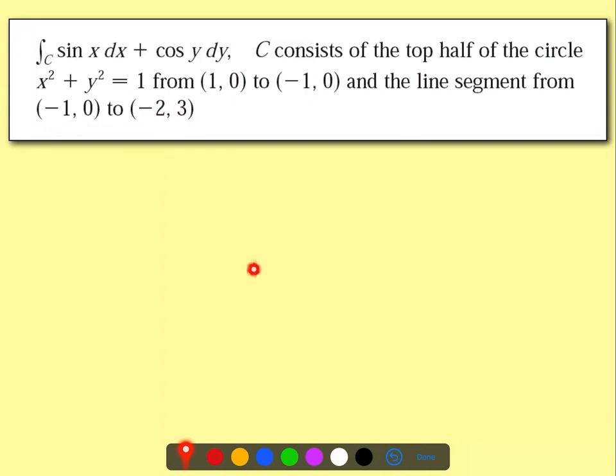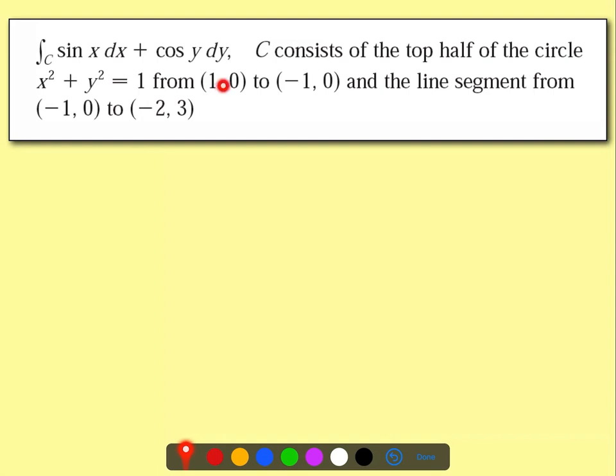So in terms of a picture, you're starting at (1, 0), you're going to (-1, 0) along the top half of the circle. And then you're going from (-1, 0) to (-2, 3). So there are two pieces to this, the half circle and the line segment. And the way you should evaluate this is to break it up into those two pieces, describe each separately with some parametric equation that's not given here, so we have to write down those parametric equations.